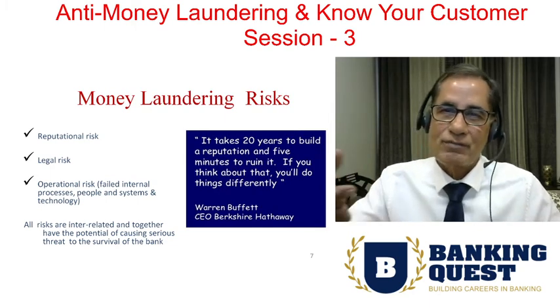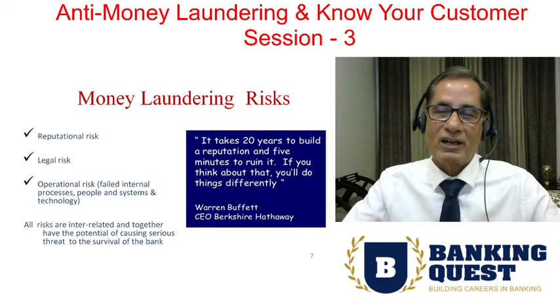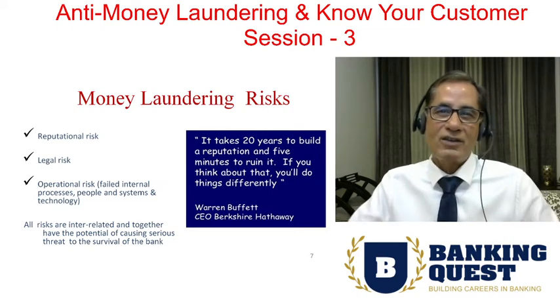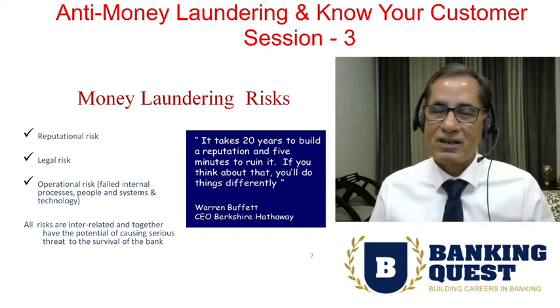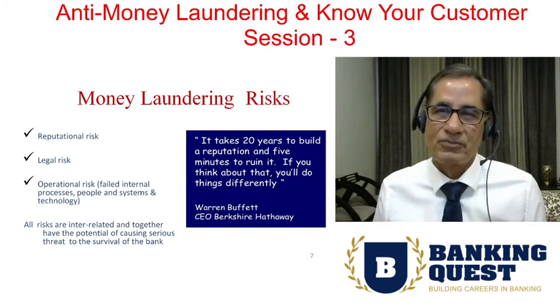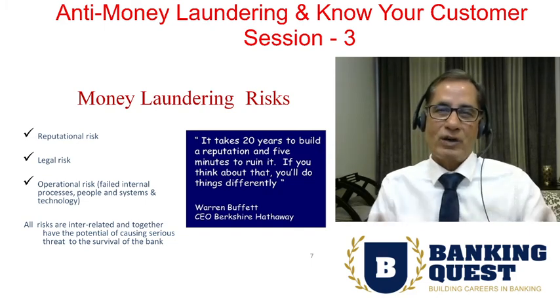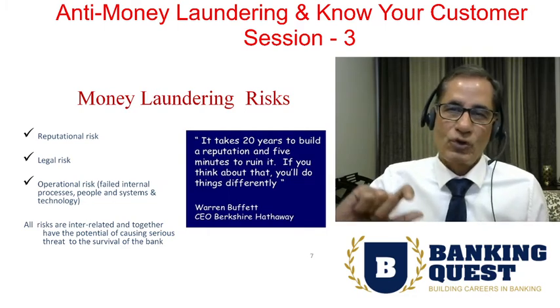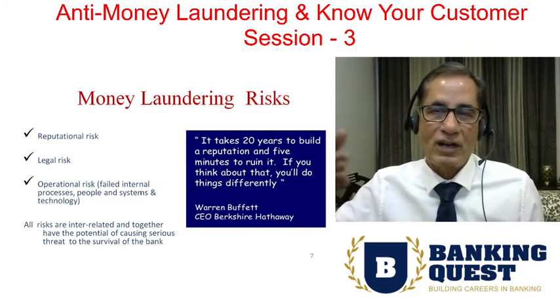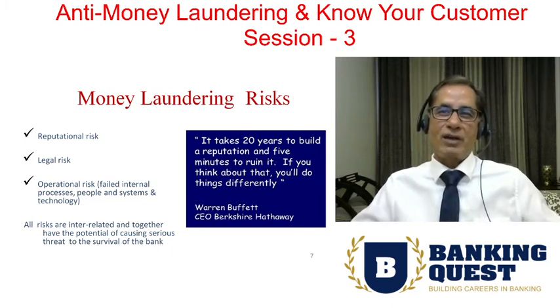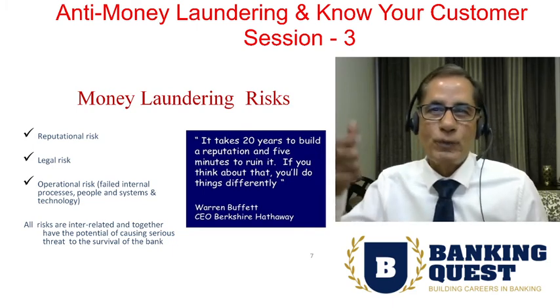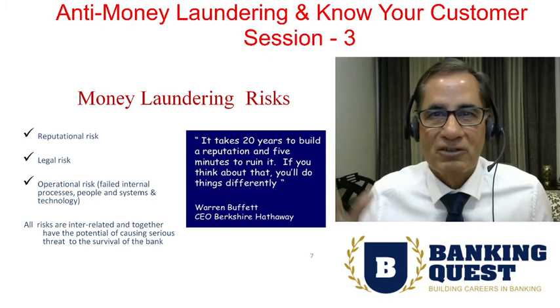So suppose money laundering takes place through a bank, it carries a lot of reputational risk to the bank. And the next risk is legal risk. Suppose money laundering takes place through one bank, then a lot of legal cases will come up against that bank. If there are so many legal cases against the bank, it jeopardizes the reputation of the bank.